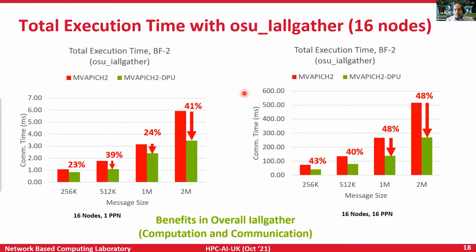Okay, so this is I all-gather. Yes, that is also all-gather. This is on 16 nodes. You can see again, when you combine the computation and communication, we even get a lot of benefits, 48% benefits for large messages, 41%, 39% benefits. So that means the underlying runtime has the potential to overlap the computation and communication.